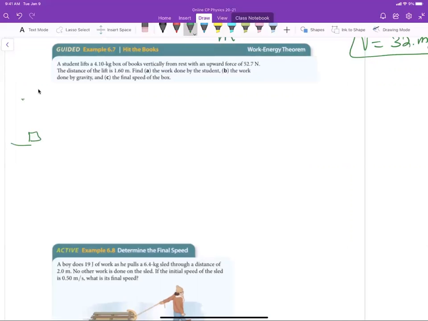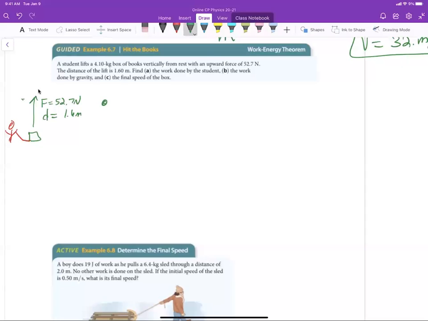The student is going to lift it with their hand, and they're going to lift it with a force that is equal to 52.7 newtons. I'm not sure how you want to draw this student, but here the student is lifting the book, and we're going to lift it a distance of 1.6 meters. Find the work done by the student.